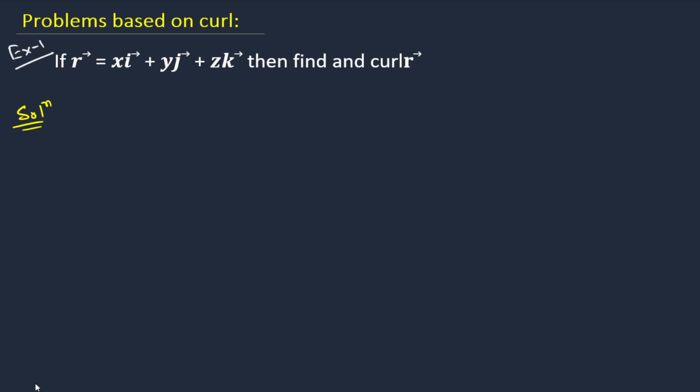Hello everyone and welcome back. So in our previous lecture we learned what is curl of a vector field and its physical significance. In this particular lecture we will do some problems based on curl of a vector field.